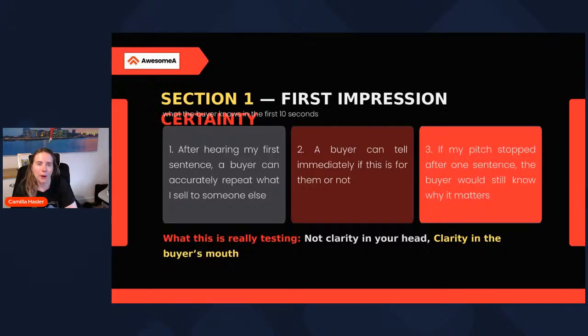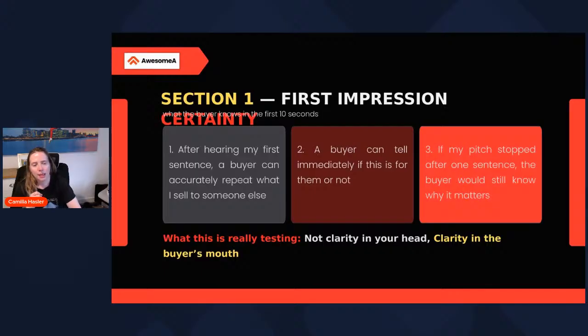Does what the buyer knows in the first 10 seconds, after hearing that first sentence, let them accurately repeat what you sell to someone else? Number 2, can your buyer tell if this is for them or not? Number 3, if your pitch stopped after just one sentence, would the buyer know why it matters?